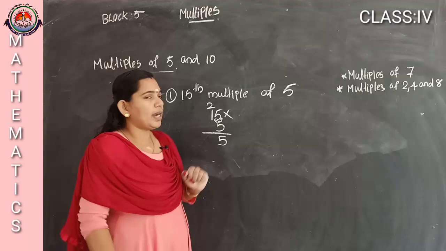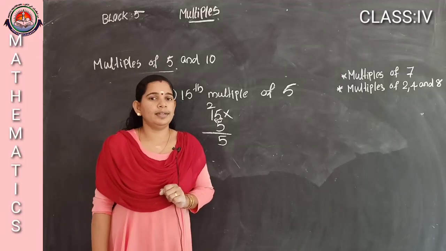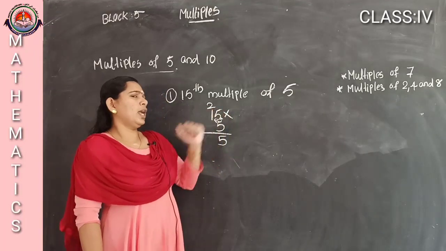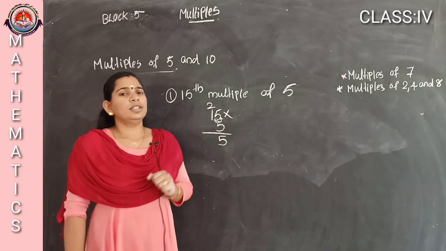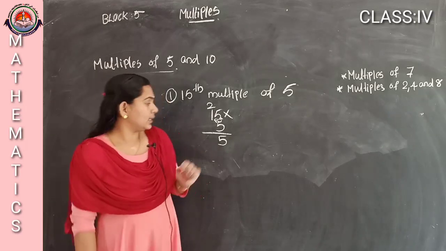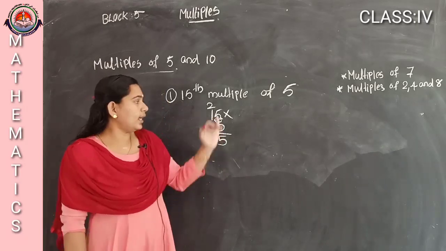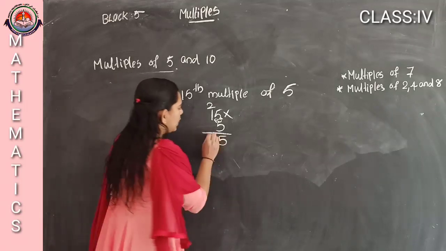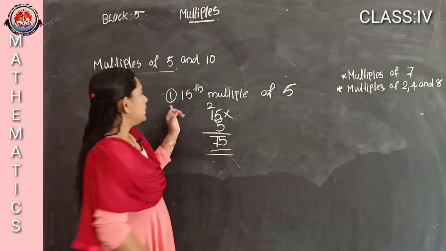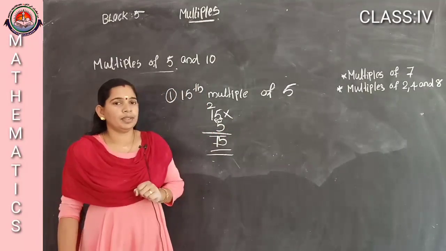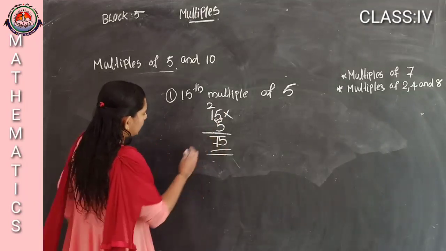Then 5 into 1, 5. Then we want to multiply or add or subtract the 2? Yes, we want to add that. 1 into 5, 5. Then add 2. 5 plus 2, 7. So, what is the 15th multiple of 5? 75.